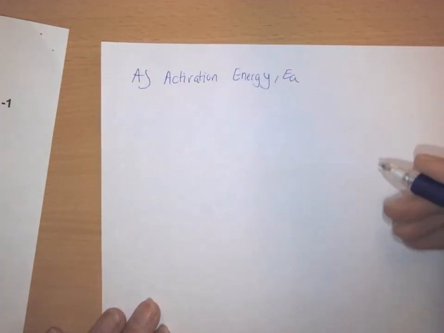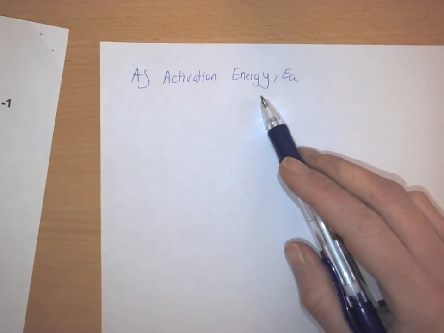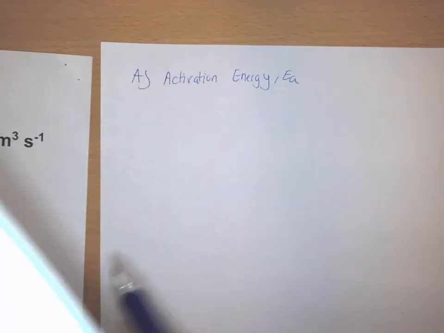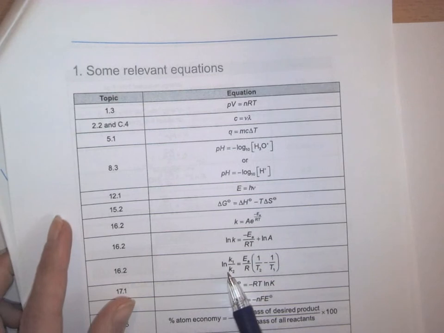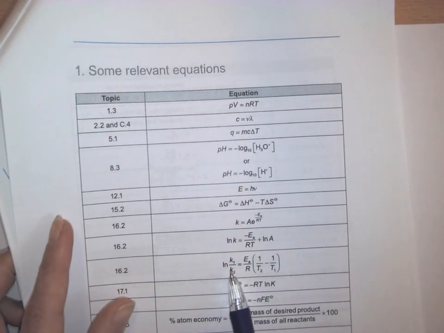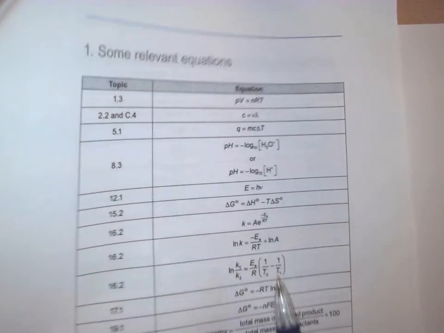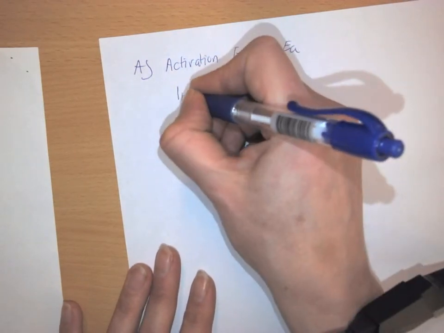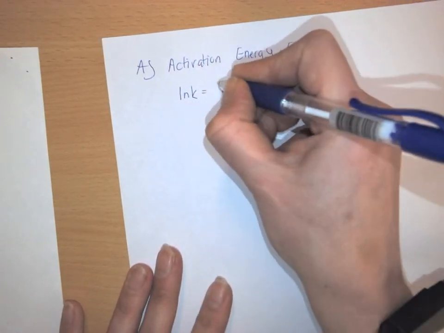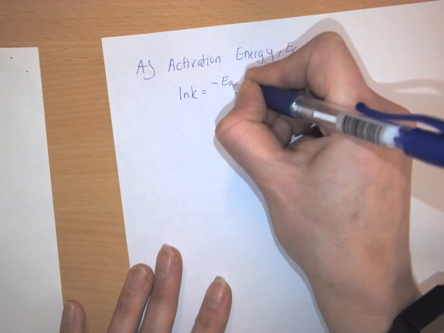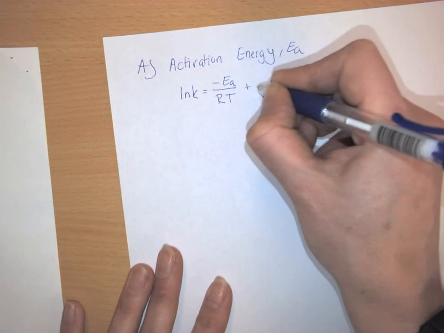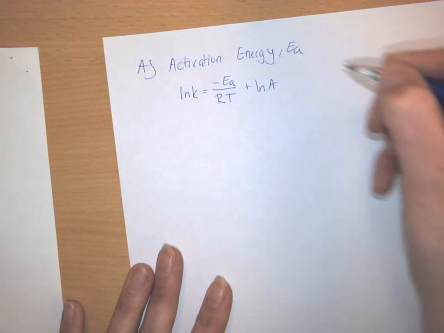How do we determine the activation energy? You will use this equation in the chemistry data booklet, because we have two different temperatures. I will write it up here on the paper also. We have ln k is equal to minus the activation energy divided by the gas constant times the temperature, plus the ln of the frequency factor.